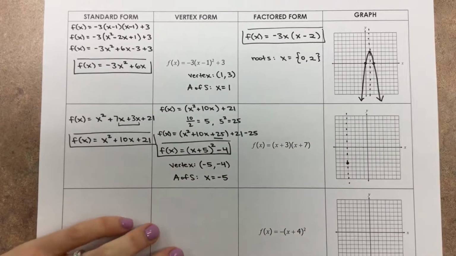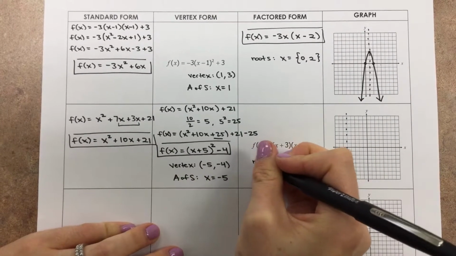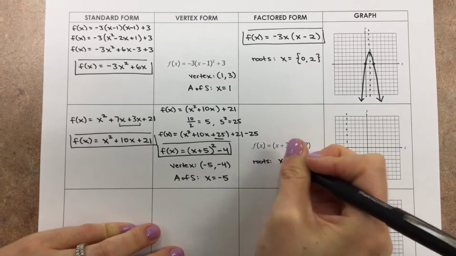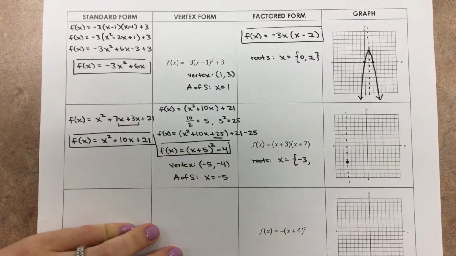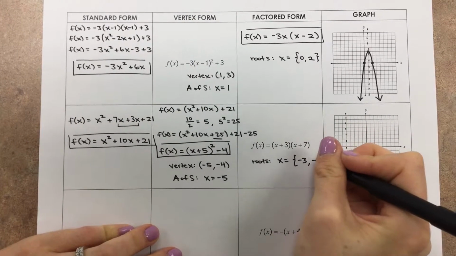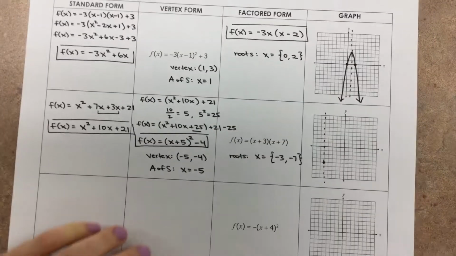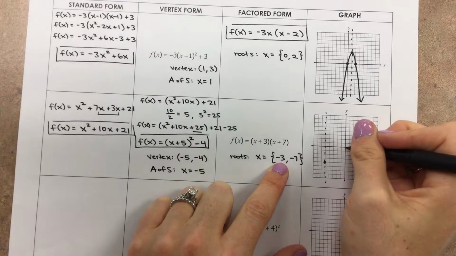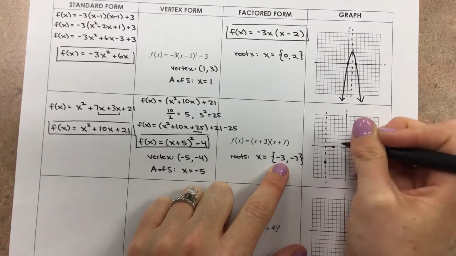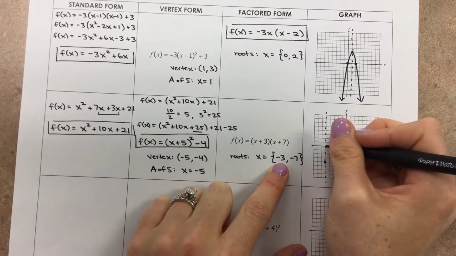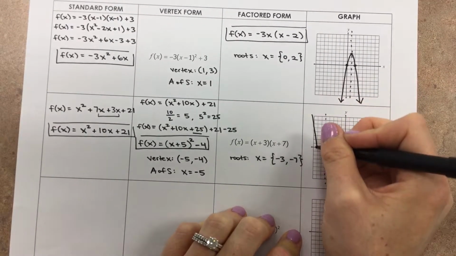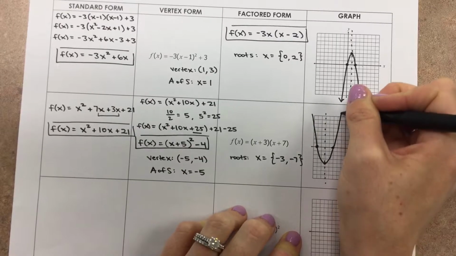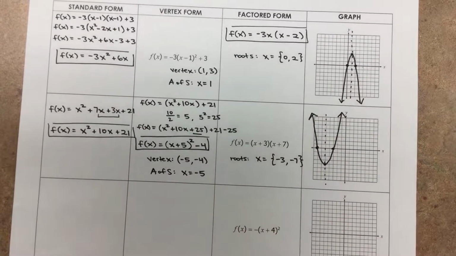And I also can use this to get my roots. So set this first one equal to 0, I get negative 3. Set this second one equal to 0, I get negative 7. So I can plot those on the x-axis. So negative 3 on the x-axis, 1, 2, 3, and negative 7. We knew this was negative 5, negative 6, negative 7. So 3 points for my parabola. Go ahead and connect the dots, and that is our third and final graph.